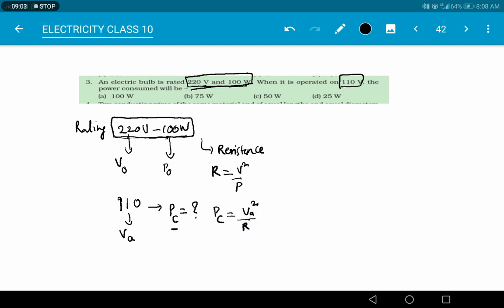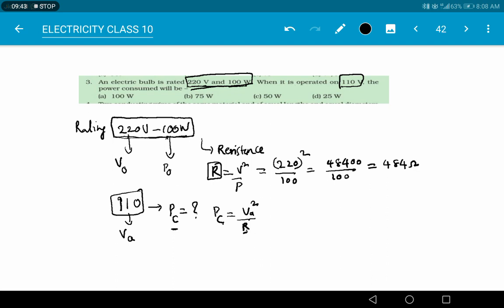With the general formula, power consumed, or power, V square by R is the formula. So applied voltage squared by resistance. Let us find out resistance first, because without resistance we cannot find power consumed, as the applied voltage is given here. So R is V square by P, 220 square by 100, 48400 by 100. Therefore what is the resistance of this?